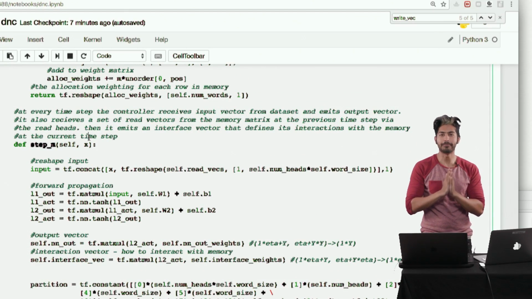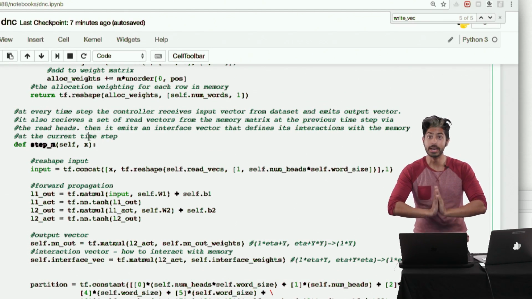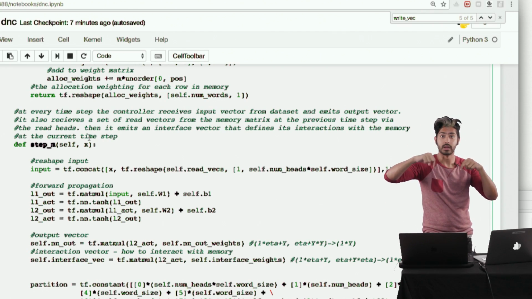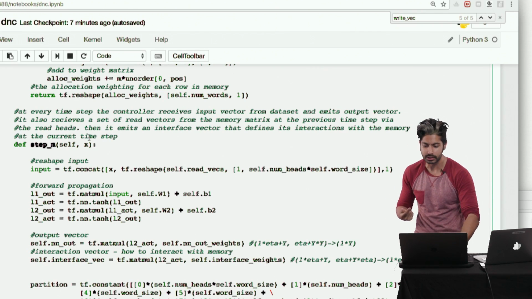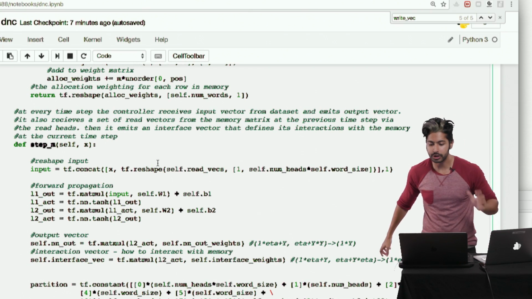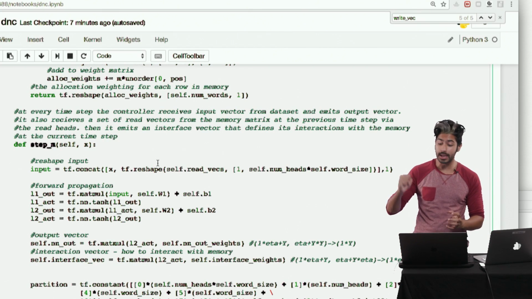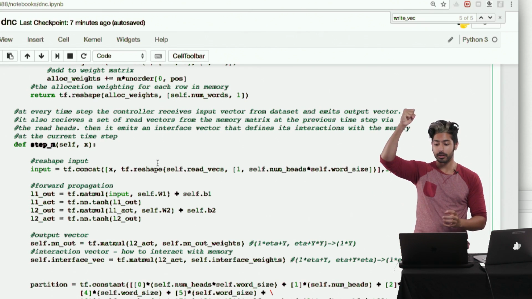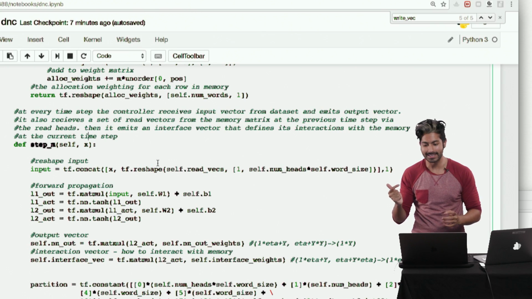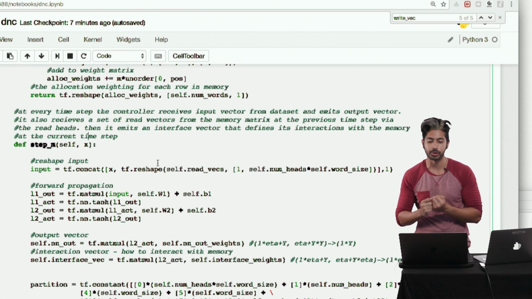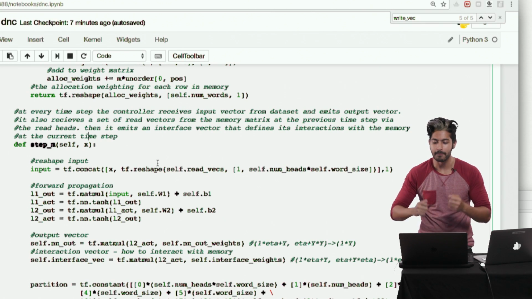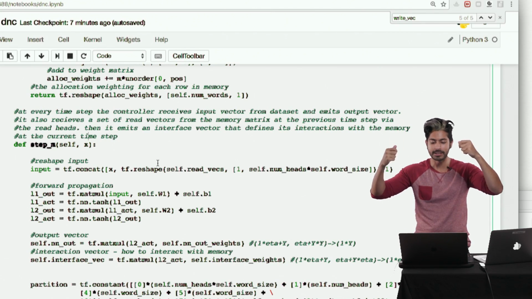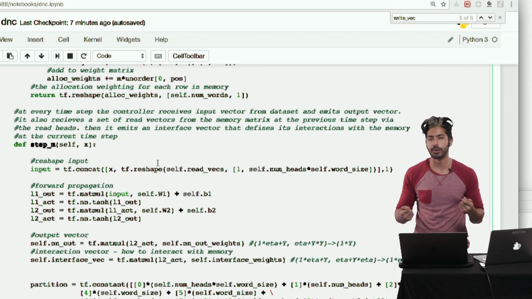So here's what happens. The step function happens at every time step, right? Whenever we build our session at the end, we're going to run this step function continuously. So at every time step, the controller receives an input vector from the data set and emits an output vector. But it also receives a set of read vectors from the memory matrix at a previous time step via the read heads. Then it emits an interface vector that defines its interaction with the memory at the current time step.